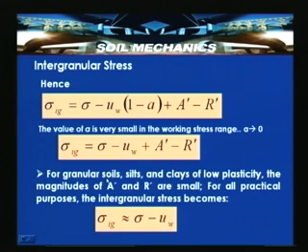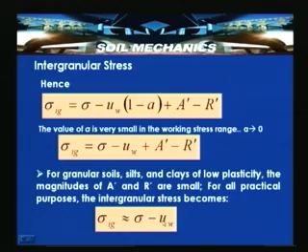So, for granular soils like sands and gravels, and silts and clays of low plasticity, that is lean clays, the magnitudes of A dash and R dash are small. And for all practical purposes, the intergranular stress becomes sigma Ig is equal to sigma minus UW.